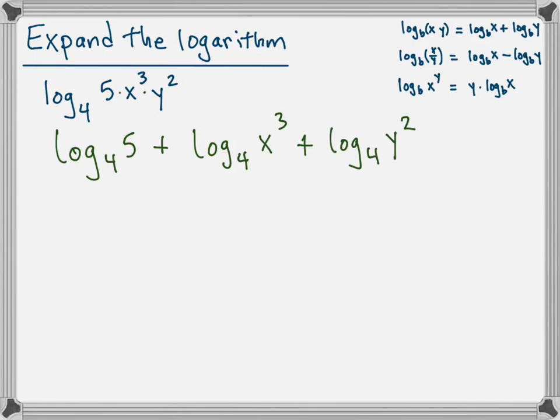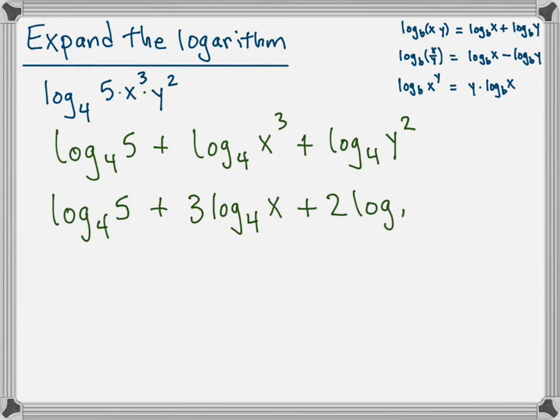And then the last thing we usually do is, if we have an exponent, so notice that this 3 right here is an exponent and that 2 is an exponent, both of those can move to the front of their respective logs. So log base 4 of 5, that didn't have any exponents, so we're just going to leave that one alone. And then plus this 3 right here can move to the front to the coefficient. So it becomes 3 log base 4 of x. And then the 2 on the y gets to move to the front. 2 log base 4 of y.